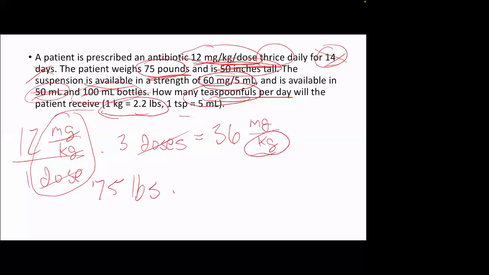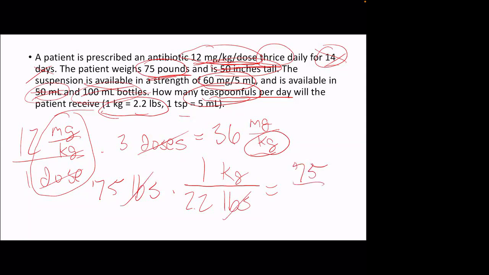And we know that 1 kilogram is 2.2 pounds. So we want pounds on the bottom and kilograms on top. There are 2.2 pounds per kilogram. That's going to come out to be some long decimal, 34.09 repeated. I'm actually just going to leave it at 75 over 2.2.